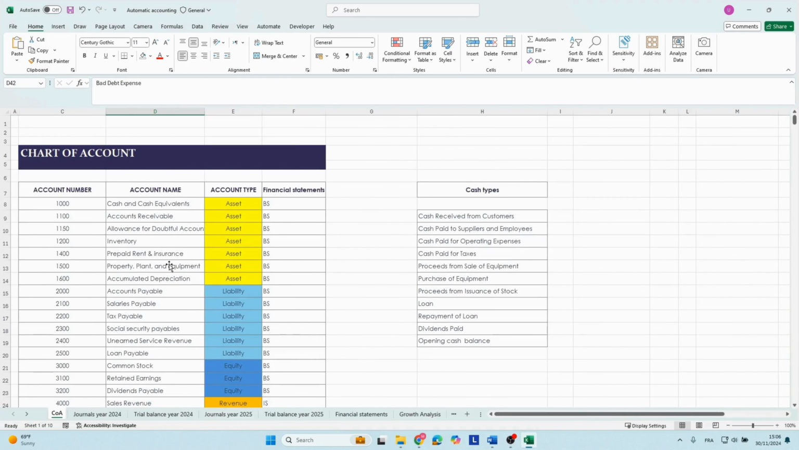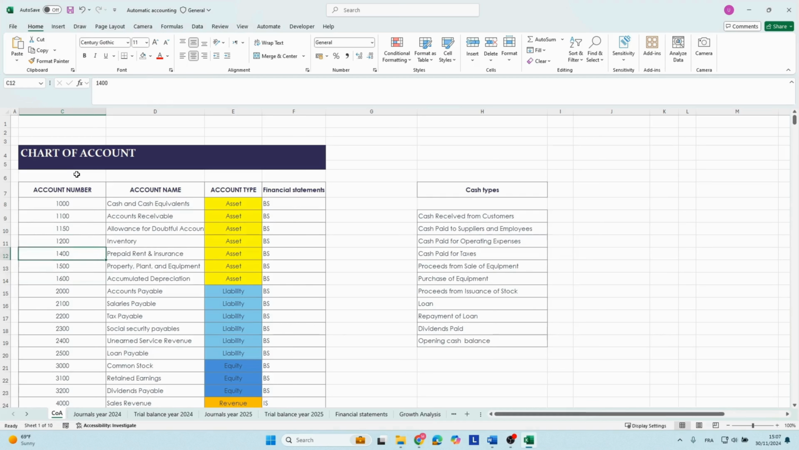So the first thing that we will look at is the chart of accounts. This includes all the different accounts that we will use in our accounting. So we have different asset classes. The first part of the accounts is the asset accounts, including cash and cash equivalents. We give it the number 1000. This is just an example. It depends on the country or the organization.